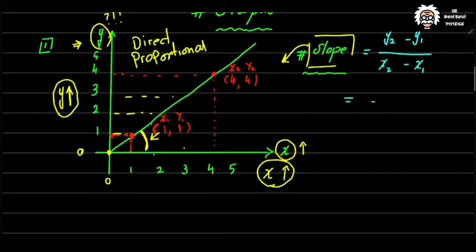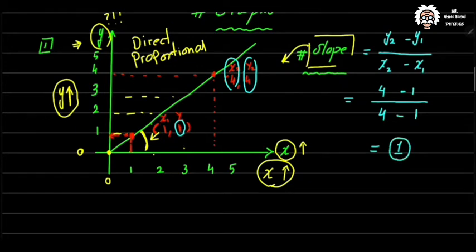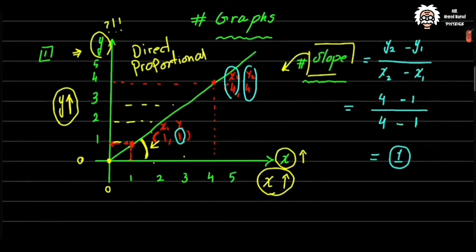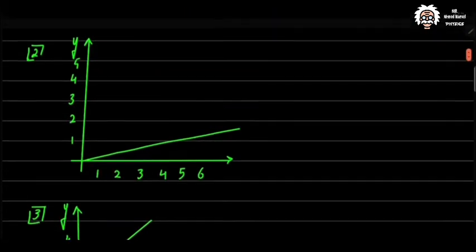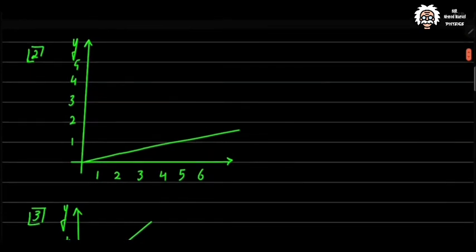So we can substitute the numbers we chose from the graph. First, y2 is 4 and y1 is 1, and then x2 is 4 and x1 is 1. If we calculate this, it will give us 1. So the slope of this graph is 1. Let's compare the result with another graph, but with a smaller angle, to make sure that if the angle gets smaller, the slope will get smaller also.